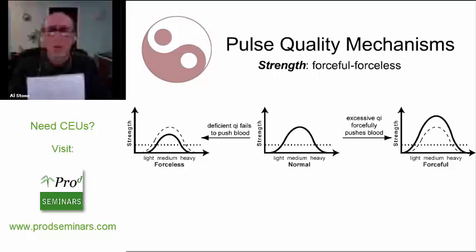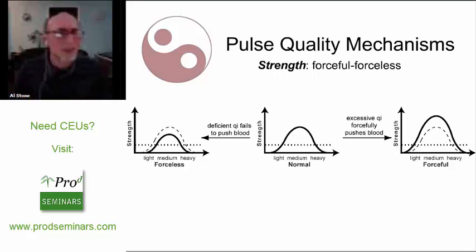So for anybody who focuses on 8 principles as their approach to things, excess and deficiency can be easily assessed by simply assessing the force, the strength of the pulse. And I think that's always a good idea. If you have a really powerful pulse and you end up with a deficiency diagnosis, you should probably question that.